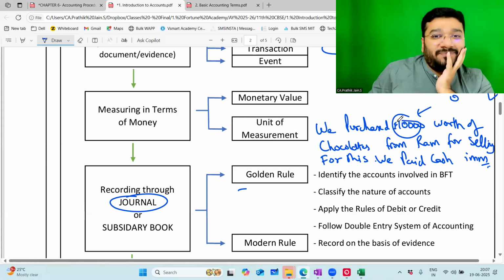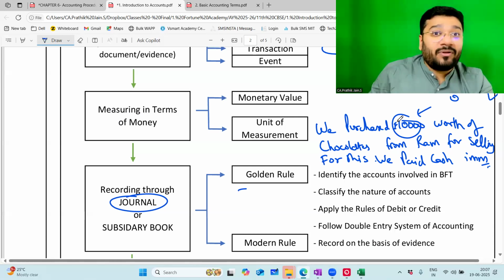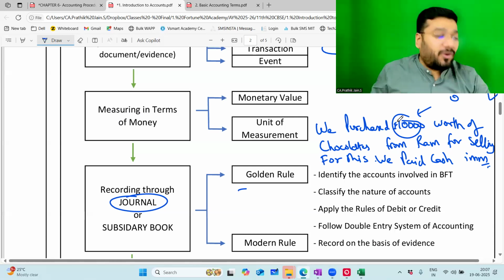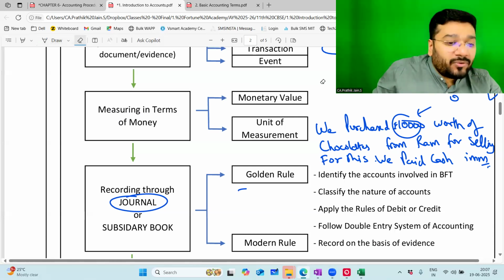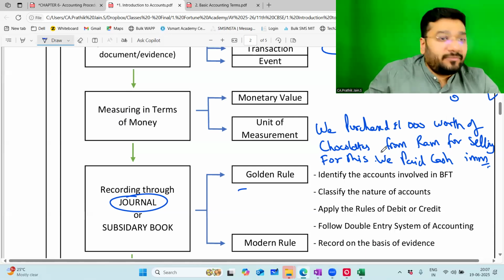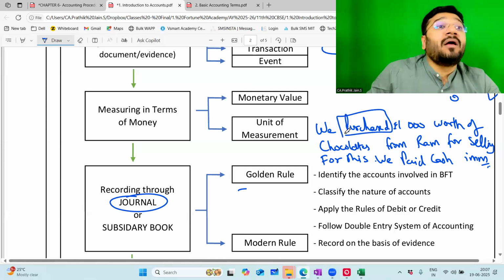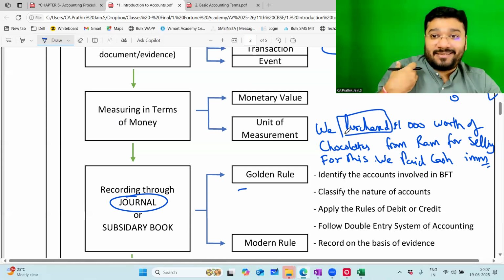Third step. In this transaction, you have to identify how many accounts are involved so that I can record them in my books of accounts. So, identification of accounts. How many accounts are involved? Two accounts involved. Sir, record purchases. Why? Because purchases are my expenses.